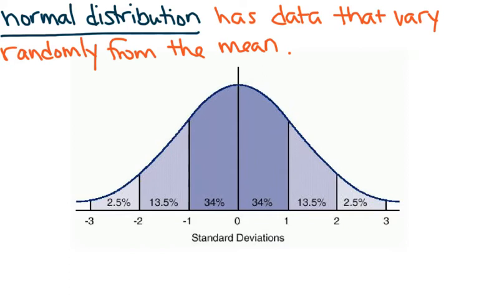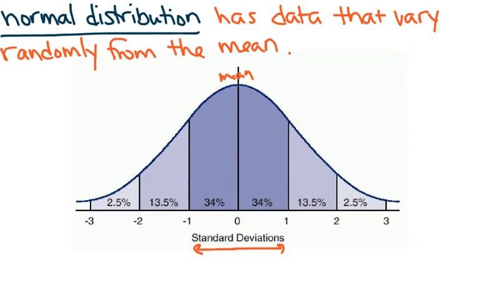So this is our normal distribution curve. Again, we call it a bell curve. It's very symmetric. And what I want you to notice is these percentages, because this is what's going to help us out in this section. In a normal distribution, 68% of the data fall within one standard deviation of the mean. So you'll notice this is the mean here in the middle. If I go one standard deviation this way and one standard deviation this way, 34 plus 34 is 68.